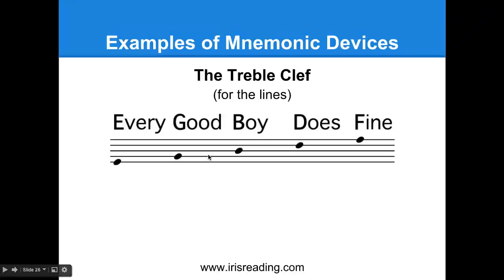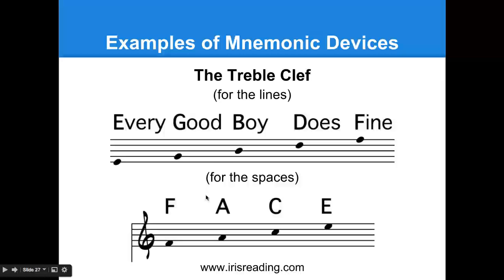And how do we remember the spaces? Well, for the spaces, we would remember FACE. So that's F, that's A, that's C, that's E. So lines are every good boy does fine. Spaces are face, and we just try to commit that to memory. And if we can commit that to memory, it's going to be easier to remember the treble clef.